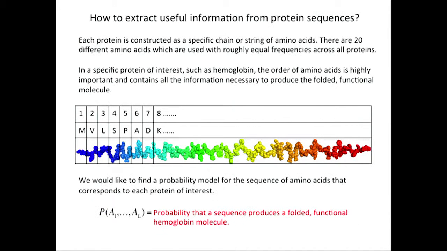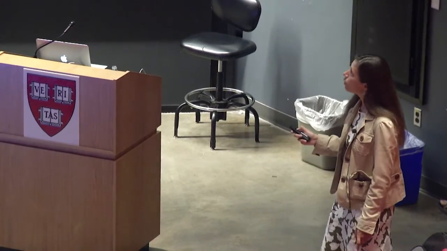So each protein is constructed as this chain or string of amino acids. There's 20 different amino acids, so we've got 20 different states the system can be in. And the order of these amino acids is really important. So really, we'd like to find a probability model for the sequence of amino acids that corresponds to any given protein of interest. So I'm interested in hemoglobin, I'd like to be able to make a probability model for this sequence.